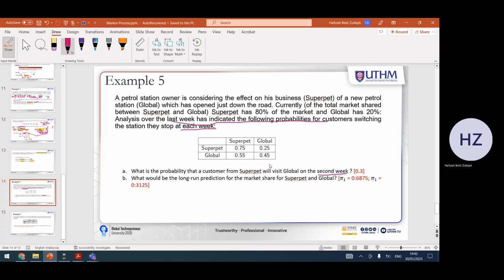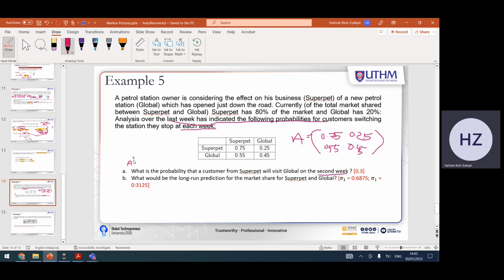Again, we let the transition matrix equal A, for example, 0.75, 0.25, 0.55, 0.45. So this is for the first week transitions. We need to calculate the transition on the second week, so that is for A squared. Second week, or second quarter, or second year, that refers to A squared.